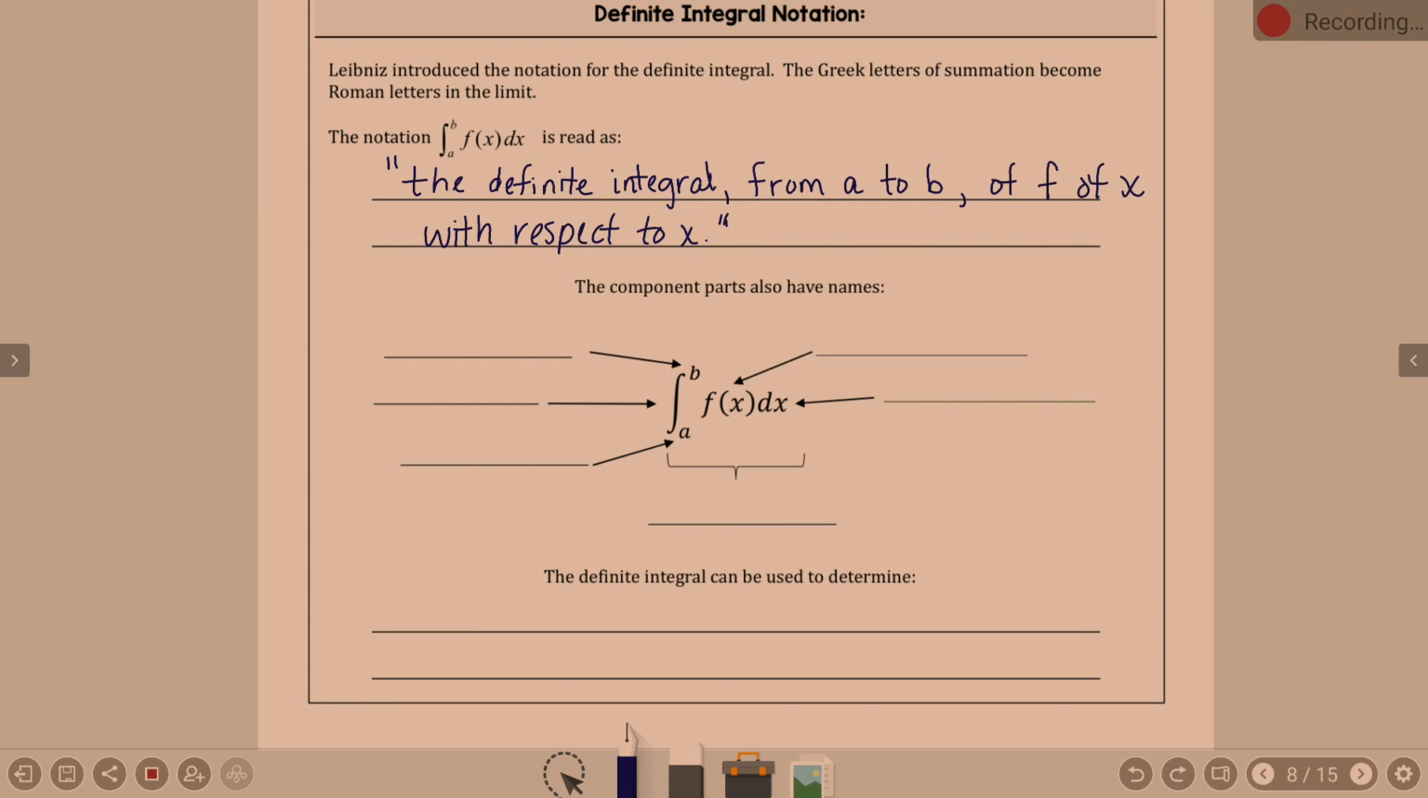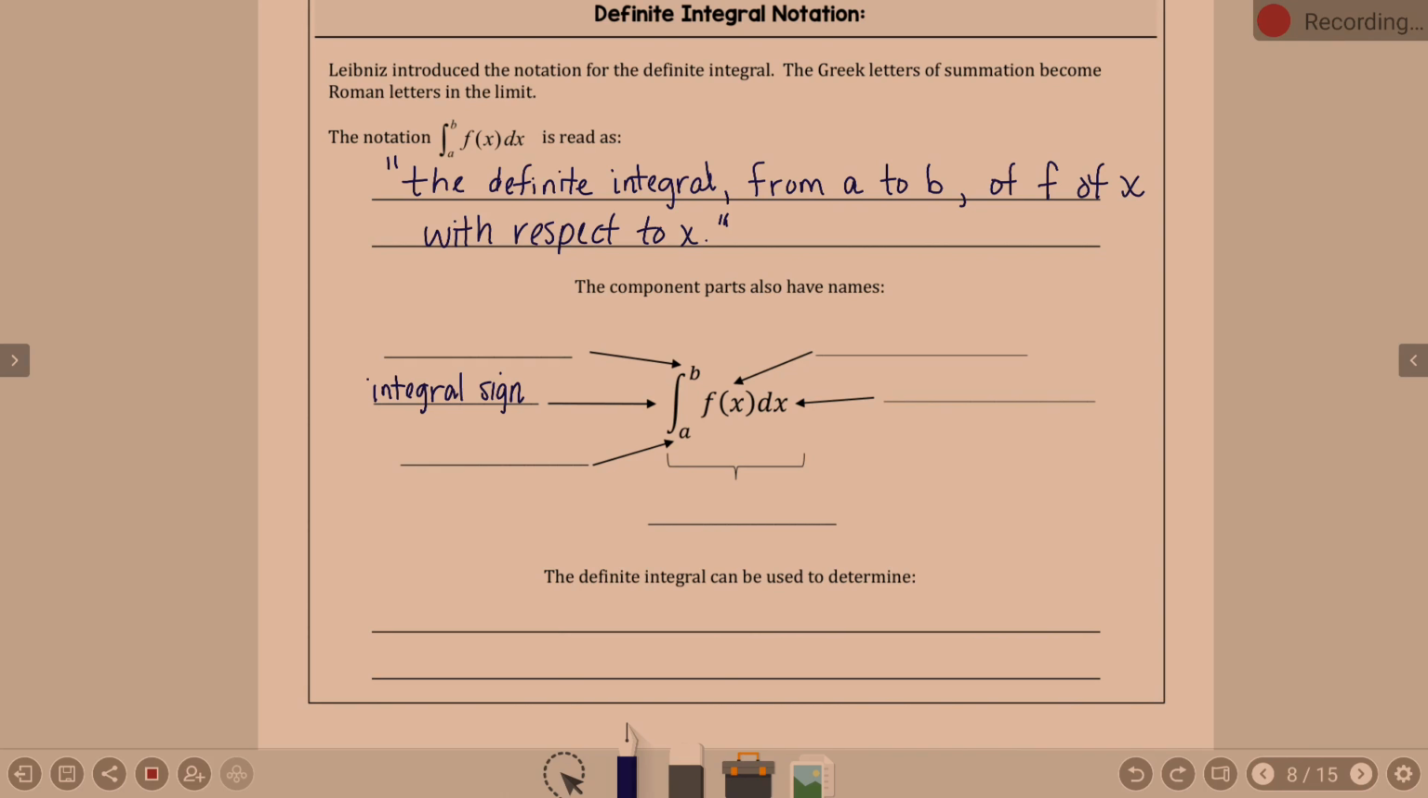Okay. Let's talk about these component part names. What's that little curly Q sign? Integral. Okay, this is your integral sign. It's probably about the one and only time you'll hear me call it the curly Q sign, because even from day one, what have I been calling it? Integral. I've never called it the curly Q sign, but okay.